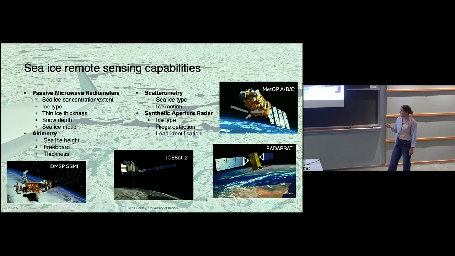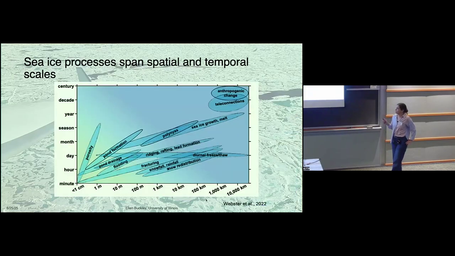Altimetry, we can have sea ice height, and then from heights of the sea ice and heights of the sea surface, we can get freeboard estimates of thickness, or estimates of snow depth allow us to get thickness from altimetry. Scatterometry, we can look at the backscatter and determine sea ice type, and again, look at sea ice motion. And with synthetic aperture radar, ice type, ridge detection, lead identification, some newer high resolution observations from synthetic aperture radar.